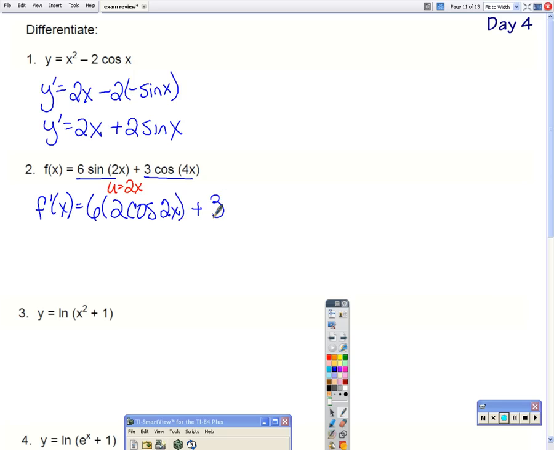Plus, I'm going to do the same thing again. Derivative of 4x is 4. The derivative of cosine is negative sine of 4x. So when I multiply and simplify, 6 times 2 is 12. 3 times 4 times negative 1 is negative 12.